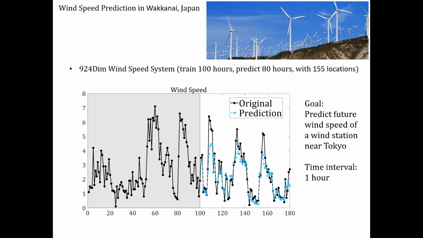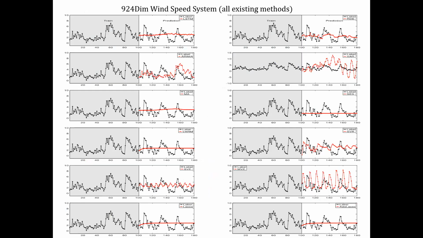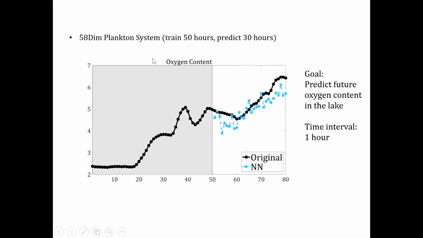So wind power is very difficult to predict. We show this, I think it's a half year, a 6 month prediction. The red one is the prediction, and the blue one is the real data. This is the other traditional methods, the 12 methods' prediction. We also predict the plankton. We use 58 dimensions for training and prediction.